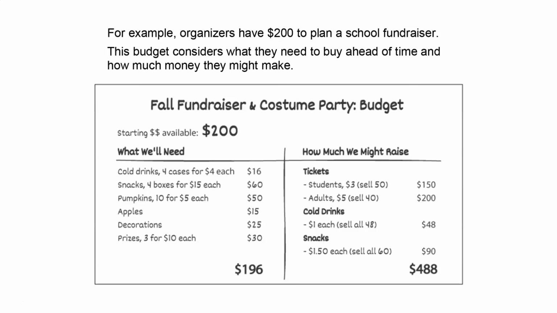Then when they look at how much they might raise, they're going to sell tickets. They estimate they'll sell 50 of them at $3 a piece for $150. Adults will be charged a bit more, and they'll sell 40 of those for $5 a piece. Then cold drinks, they're going to sell 48 at $1 a piece, and snacks, they're hoping to sell 60 at $1.50 each. In total, they hope to raise $488. Their net gain, if everything went as planned, would be $488 minus the $196, which would be equal to $292 in profit.